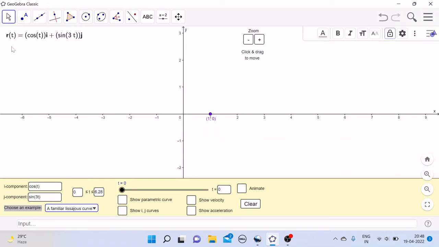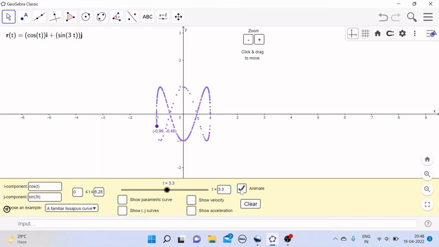This is the equation represented by r(t) = cos t i + sin 3t j for 0 ≤ t ≤ 2π. See, as the parameter changes, it will trace a curve. Also we can compute the r'(t) vector and r''(t), and that r'(t) vector is acting in the tangential direction to the curve, and this is the acceleration vector. Simultaneous view of both velocity vector and acceleration vector.